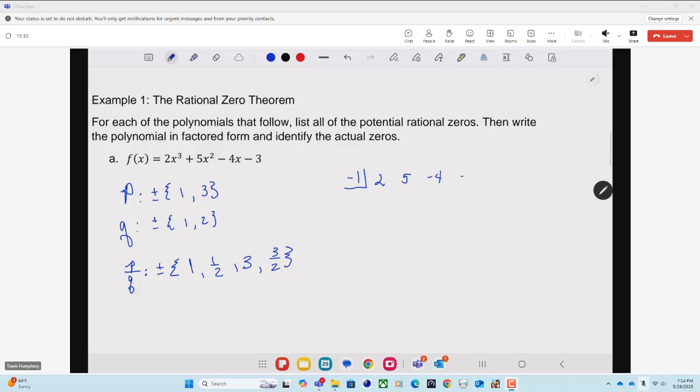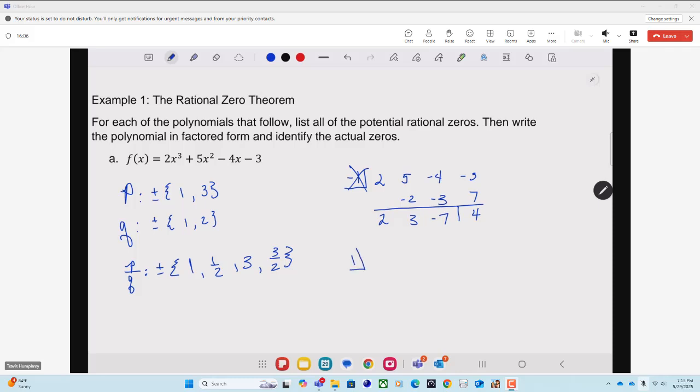And set up the synthetic division using the coefficients, and then work out the synthetic. So -1 times 2 is -2, -3, -7, 7, and 4. Once you see that you're not going to get a 0 there, you know that it's not going to be one of your rational zeros, so move on to the next one.